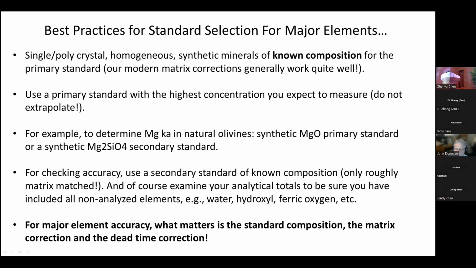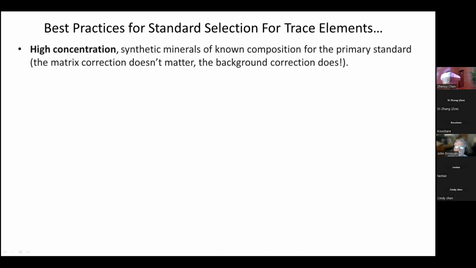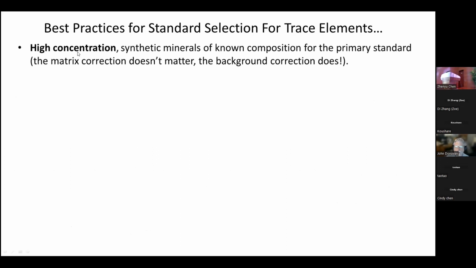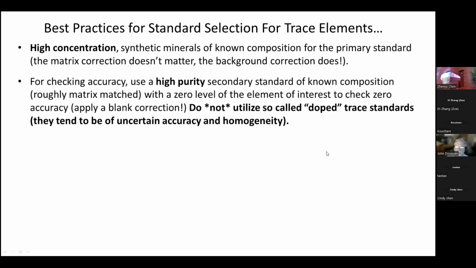So here's, again, the point I'm making. Now, for trace elements, it's a little different. We also want to use a high concentration standard. Matrix correction doesn't matter so much, but the background correction does. So we want to check the accuracy of our ability to measure zero. Can we measure zero? And if we do not get zero when we try to measure zero, we need to make a correction for that.